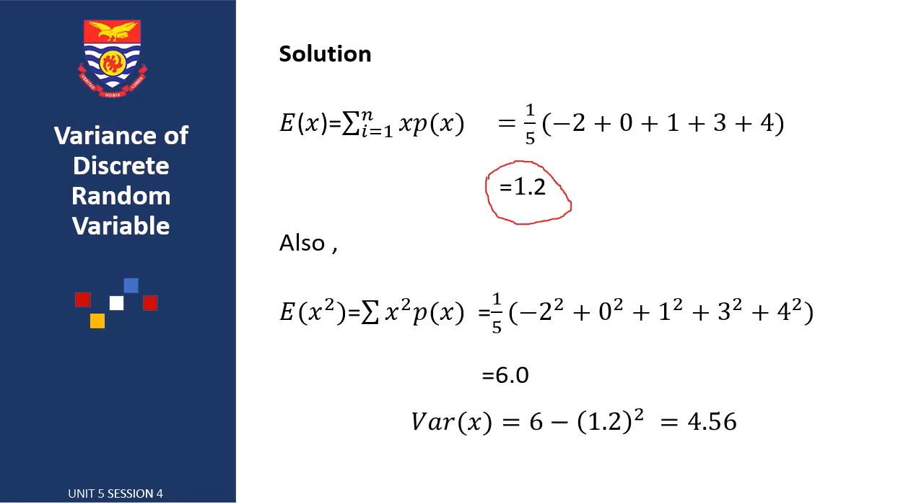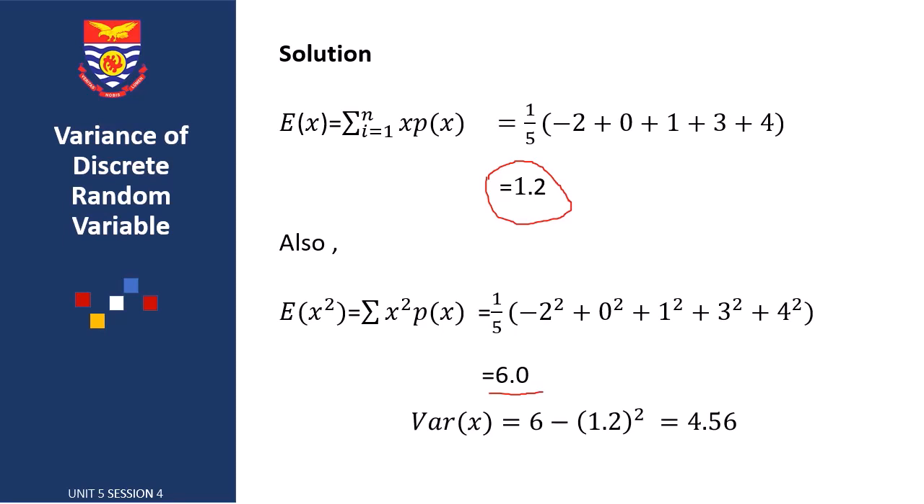Also, remember, to find the variance, we also need to find the expectation of x squared. So coming to the expectation of x squared, as we said earlier, since they all have the same probability, we'll still factor their probability 1 over 5 out. Then we square each random variable, that's x squared. So squaring -2, 0, 1, 3, and then 4, before multiplying the result with 1 over 5, we will get 6 as the answer. That is not the variance. That's the expectation of x squared.